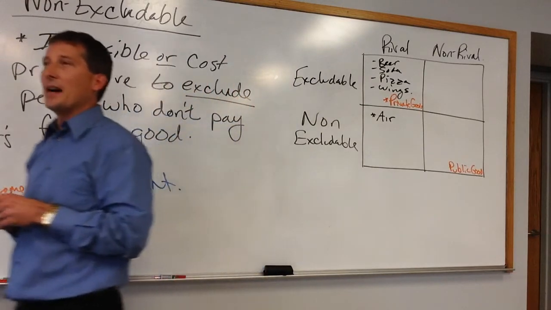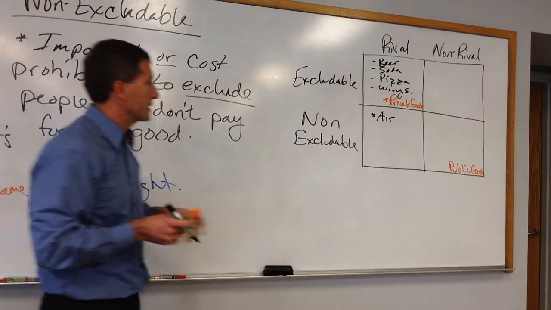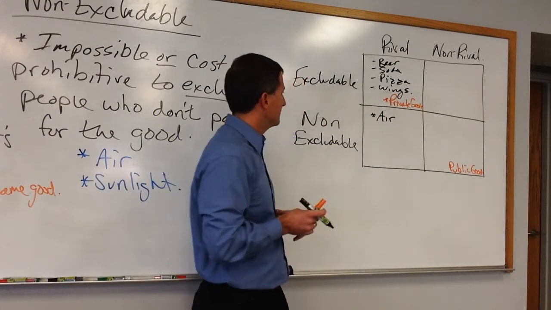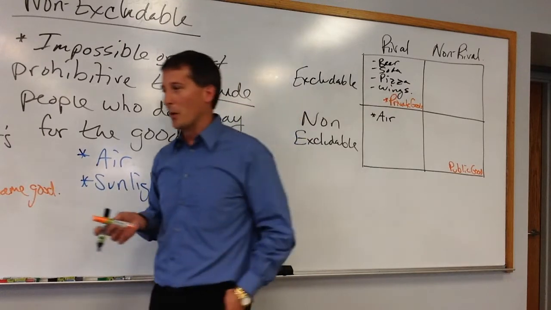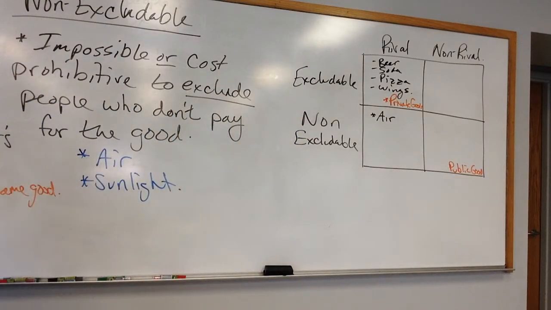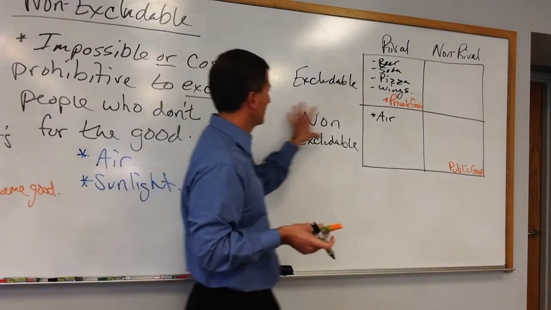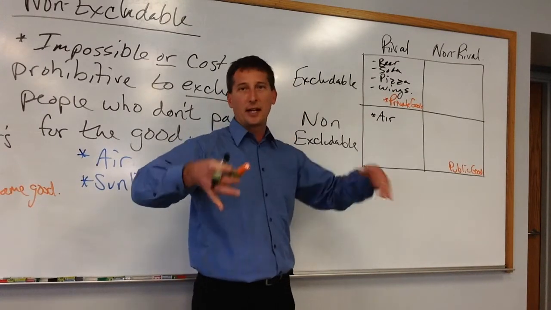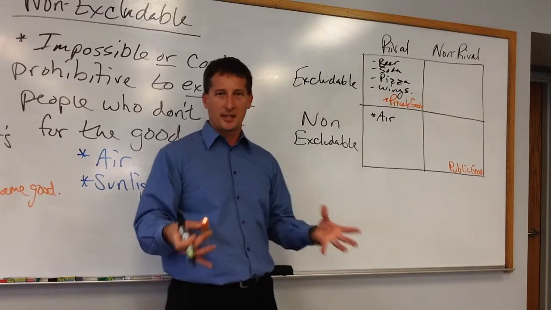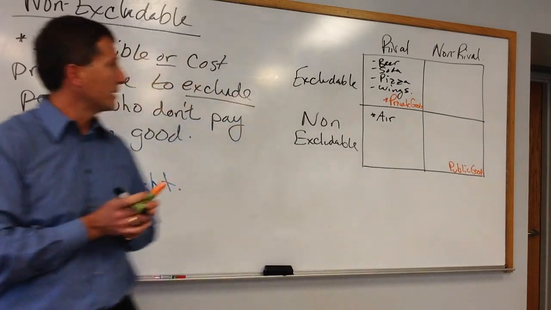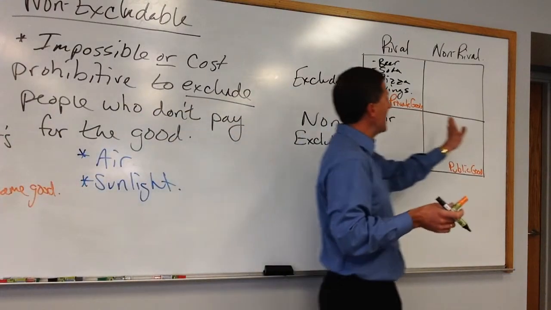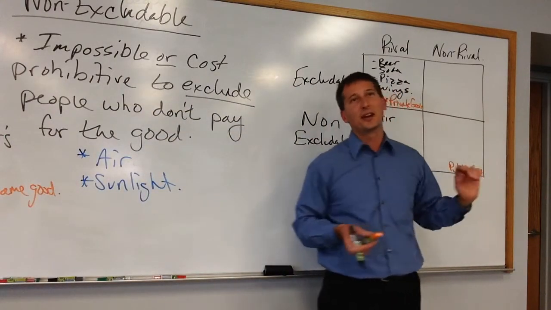And what we're going to find is that other natural resources tend to fall into this quadrant. Like oil? Yes, possibly some oil. The tricky thing is the excludability. If you have property rights to the oil in the ground, somebody's got it, so that one would probably be excludable. But before we drift too far, non-rival, non-excludable, there are some examples.